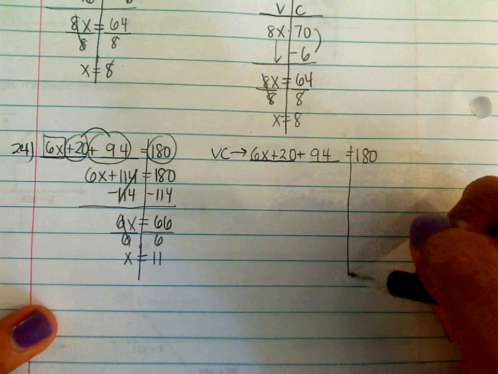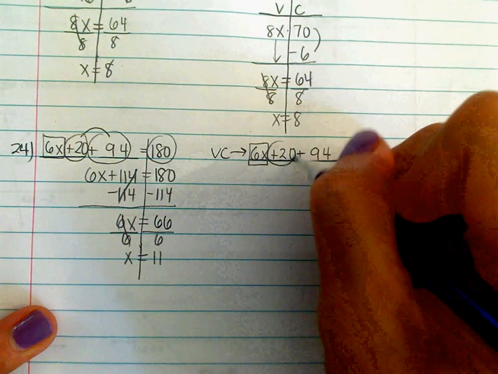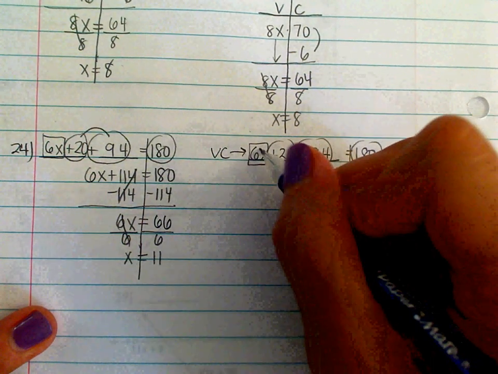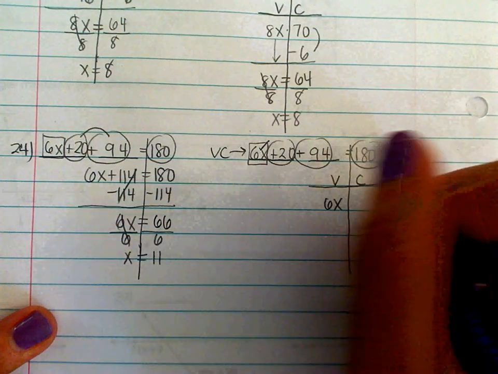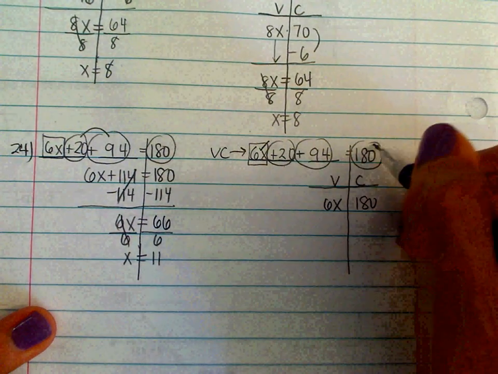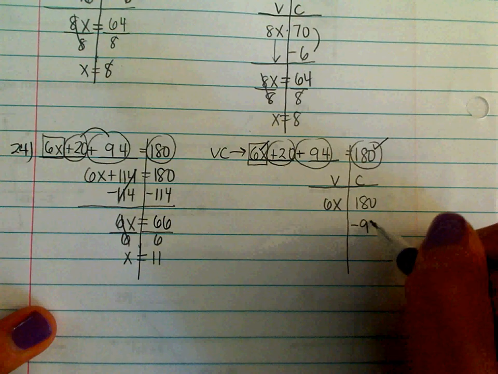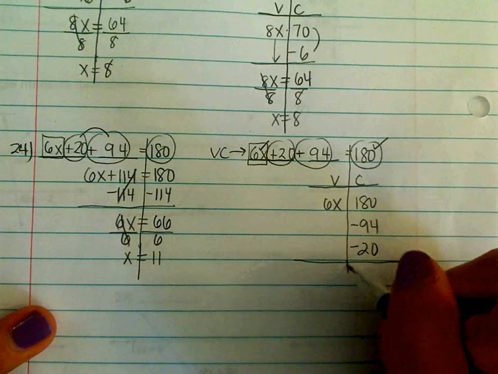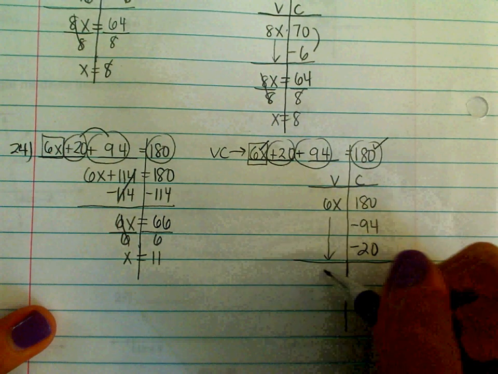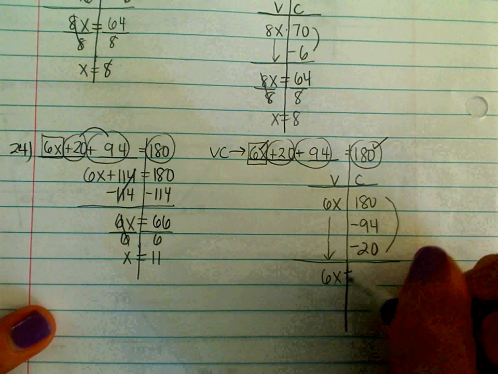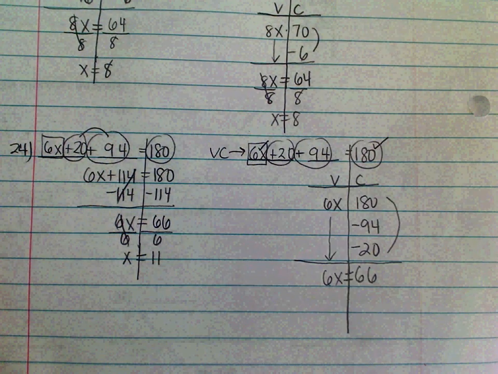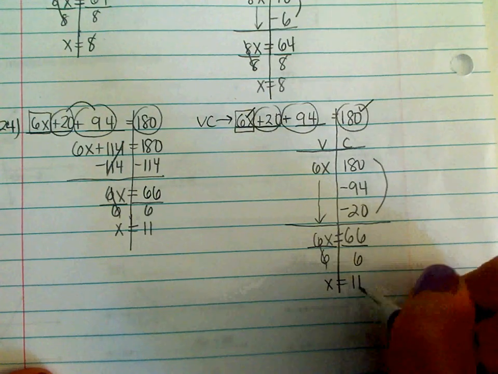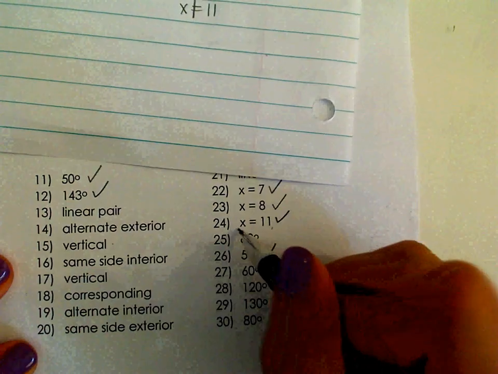Box and circle. VC. We got variable here on the same side. No more variables. We got 180. 94 crosses over, becomes negative. 20 crosses over and becomes negative. Nothing's to add here, so 6x. Add all these, and that comes out to be 66. Divide, divide. X equals 11. 24. X equals 11. We're good.